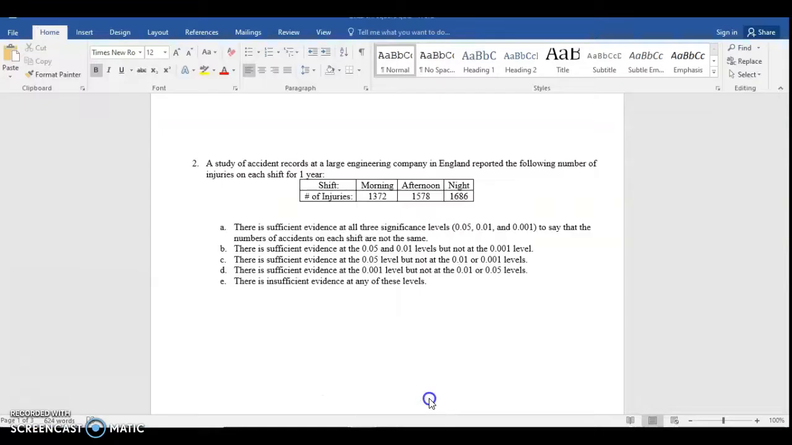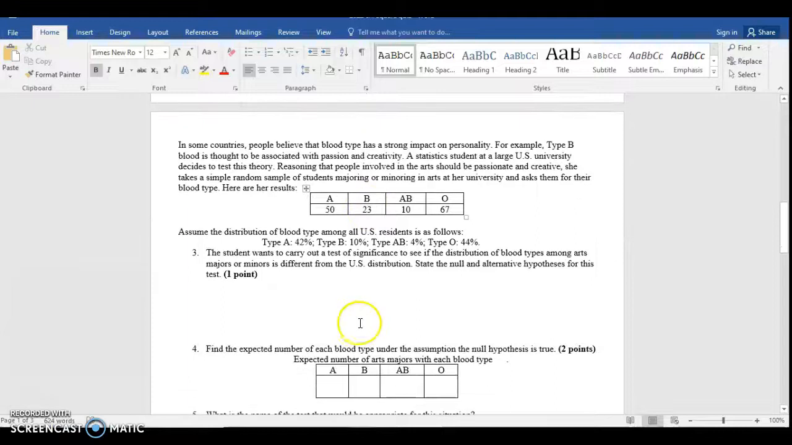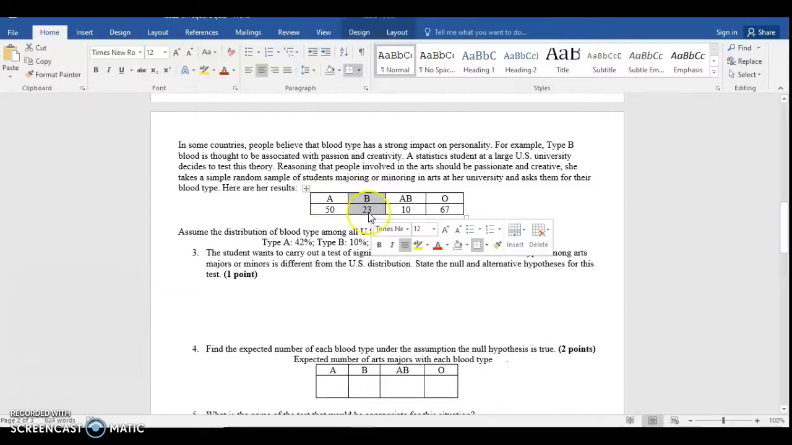For question number 3, we have the situation where the distribution of all blood types for all people in the United States is the distribution that is described right here. We did a sample. There's a theory that people who are in the arts may have a different distribution. In particular, they think maybe perhaps those who have type B blood are more likely to go into the arts. So the theory is that we have an over-representation of type B.